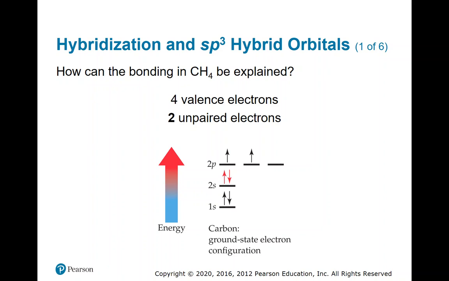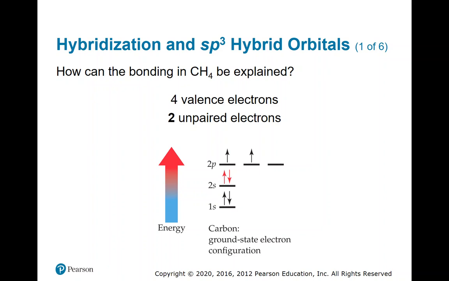Now, this is the ground state electron configuration for carbon, 1s2, 2s2, 2p2. And if you look at this, you might notice that there's only 2 unpaired electrons in carbon. So how are we going to be able to attach 4 hydrogens to our carbon atom? We should only have 2 positions available to do that.